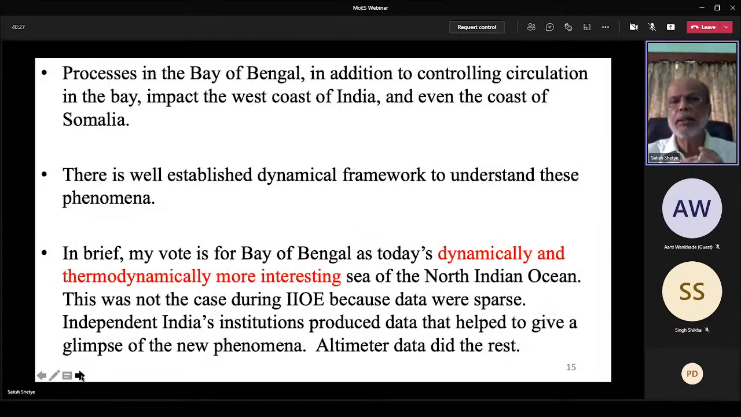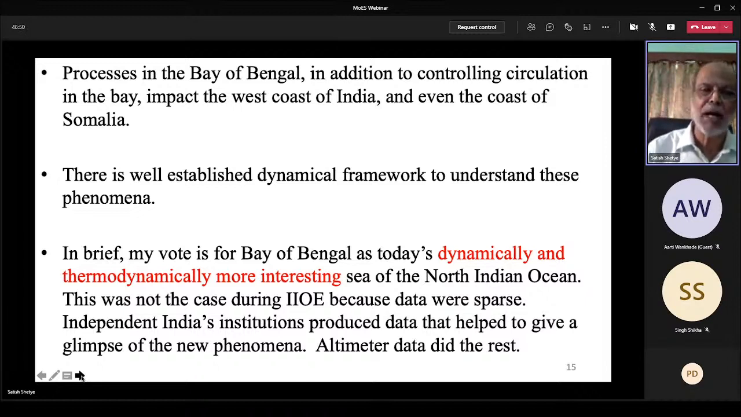So I think I have convinced you that processes in the Bay of Bengal, in addition to controlling circulation in the bay, impact the west coast of India and even the coast of Somalia. More importantly, it is the dynamical framework which allows us to understand all these phenomena.